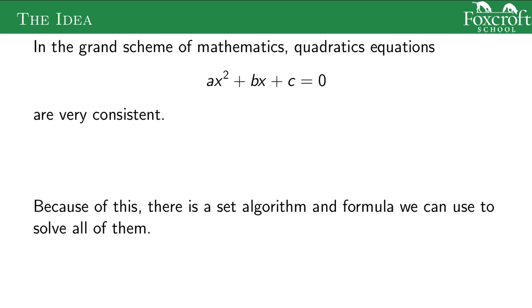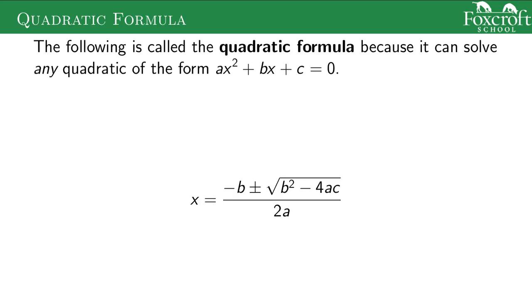All right, so in the grand scheme of mathematics, quadratic equations are very consistent. There's only three numbers we can do. We can just pick any A, B, or C. And we know all their graphs look pretty similar. They're all just these parabolas. So they're pretty consistent. And because of that, there's actually an algorithm, a kind of set equation that gives me the answers to all these quadratic equations. And this is the thing known as the quadratic formula. It's a formula that you just plug the stuff in and it gives you out the answer.